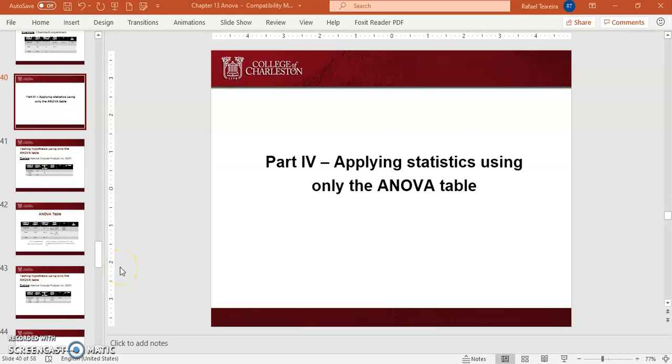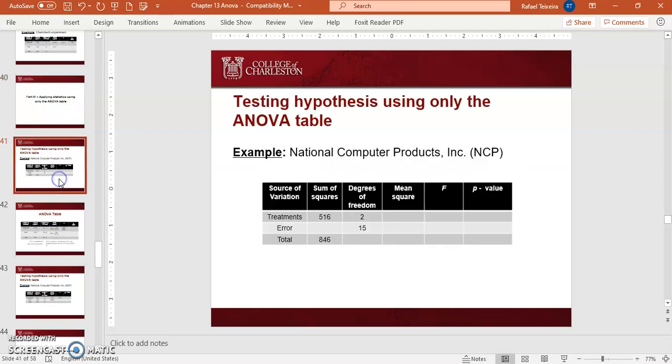Hi, in this video I'm going to show you how to use just the ANOVA table to solve the problem of hypothesis, okay? Hypothesis test for testing difference among groups. So let's assume you get this table like this and you have to answer the question, do the groups differ in this national computer product?